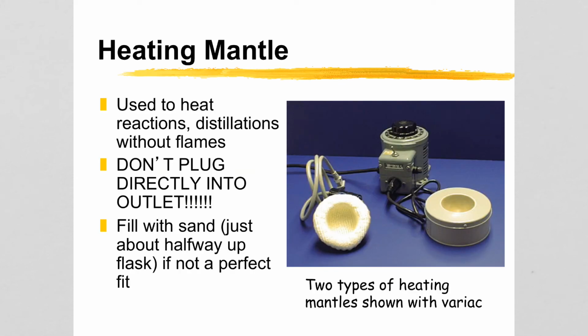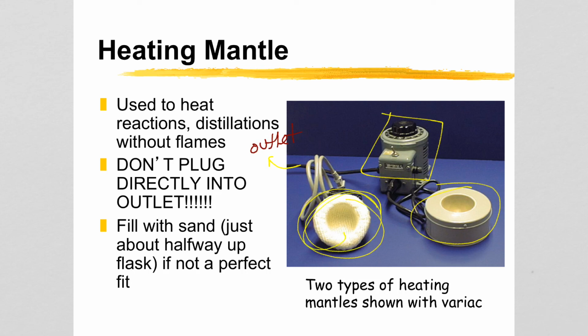Just a couple of notes about heating mantles. One of the things to note here is that they're used to heat reactions or distillations, and that we can do it without flames, because things are very flammable in the organic lab. One of the things you remember is here are 2 of the heating mantles, and this is called a variac, that's what I've circled right there, and that is in between. So the variac is plugged into an outlet, and your heating mantle, which yours is going to look like this, is plugged into the variac.